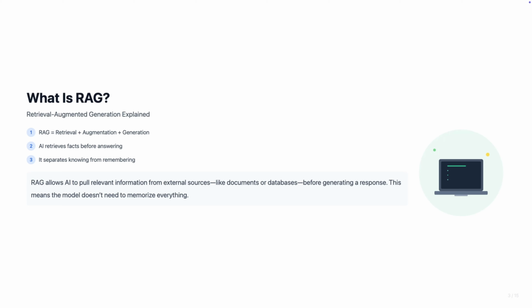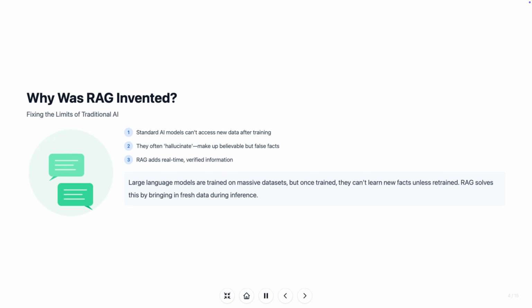This separation between knowing and remembering is key. The AI remembers how to retrieve, but not every single fact. This makes RAG flexible, accurate, and perfect for situations where precision matters. So simply put, RAG gives the ability to double-check before speaking, and that small change makes a huge difference in trust and reliability. So why do we even need to invent RAG?